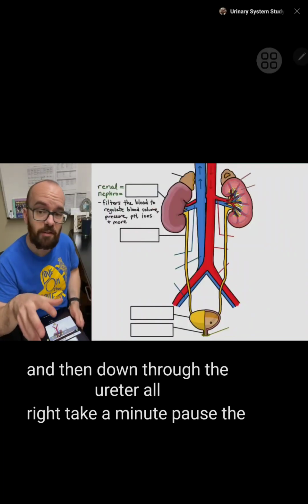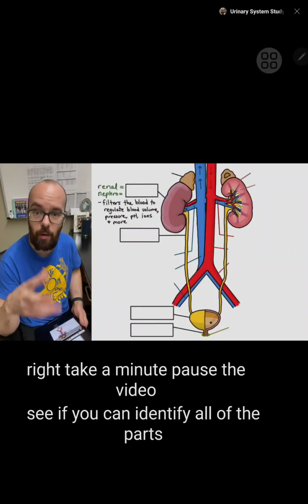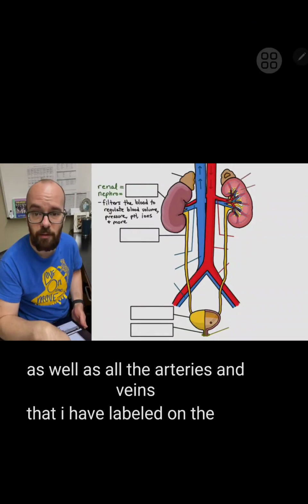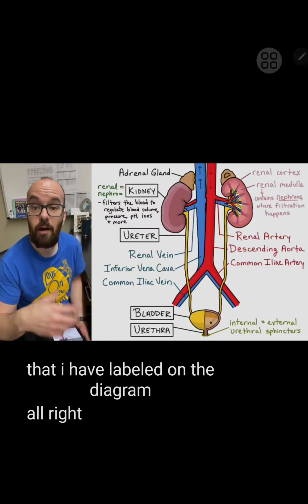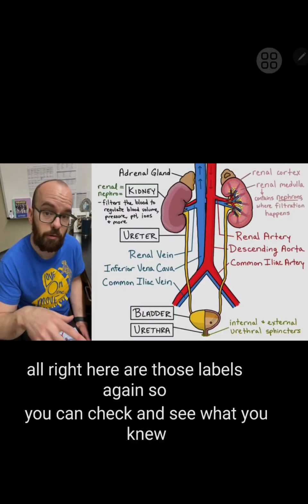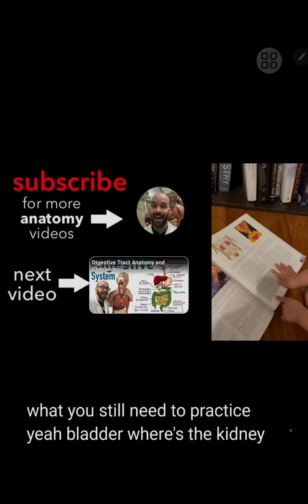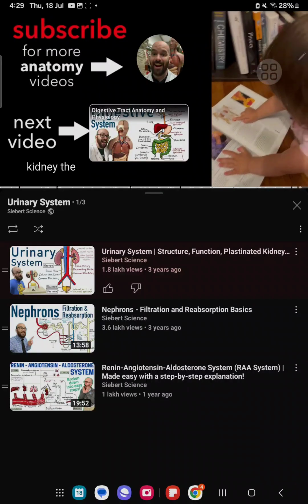All right, take a minute, pause the video, see if you can identify all of the parts as well as all the arteries and veins that I have labeled on the diagram. All right, here are those labels again, so you can check and see what you knew and what you still need to practice. Yeah, bladder. Where's the kidney? Okay. Kidney. The kidney's up here.